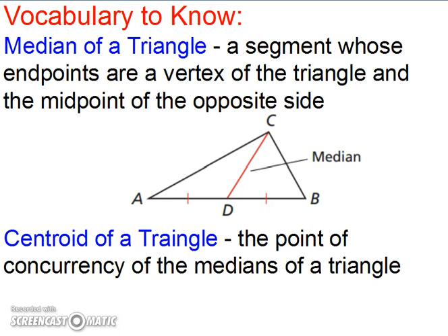Let's look at some vocabulary. The median of a triangle is a segment whose endpoints are a vertex of the triangle and the midpoint of the opposite side. The centroid of a triangle is the point of concurrency of the medians of a triangle. So your medians, you get 3 of them, they will make your centroid. So wherever they intersect.